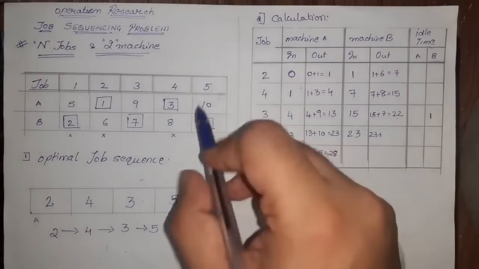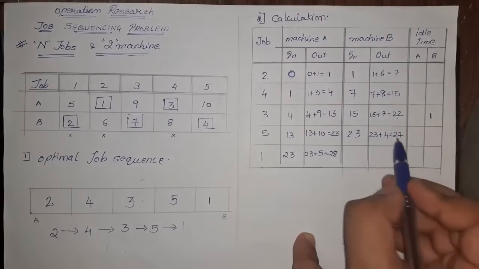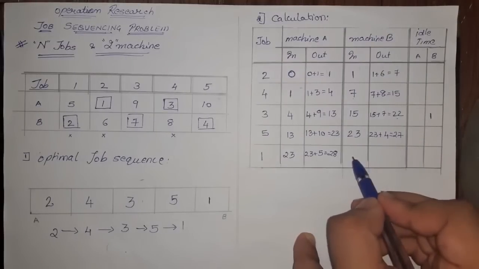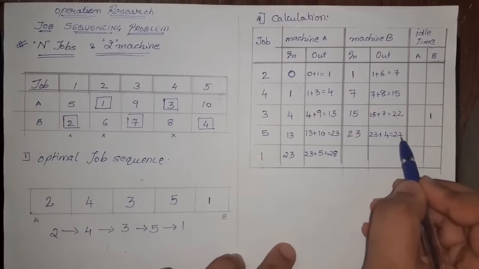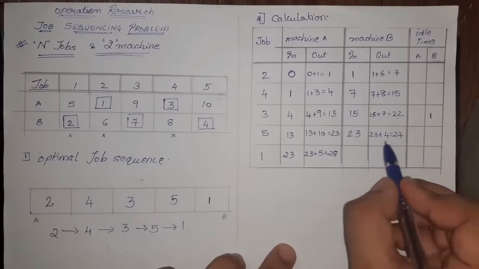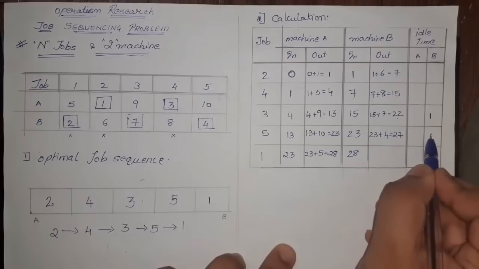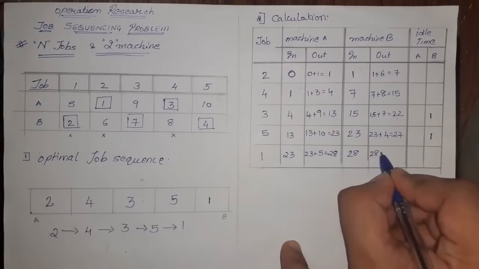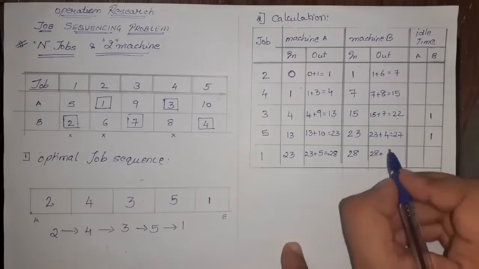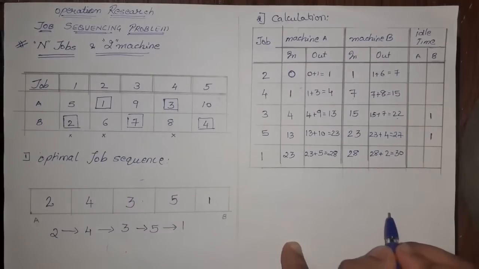23 plus, now job number 5 was 4 hours, so it became 27. Now again 27 I could have brought down directly, but here it is already given as 28 hours, so you cannot start the job B at 27 hours, so you'll have to start it at 28 hours. Again 1 hour idle time will be recorded. Lastly 28 plus job number 1, it has taken 2 hours, so total became 30.